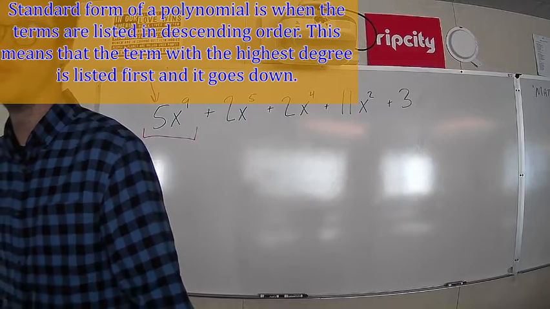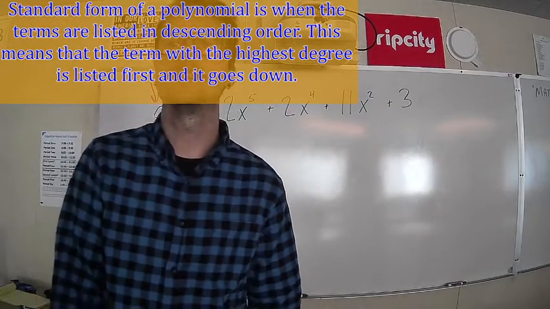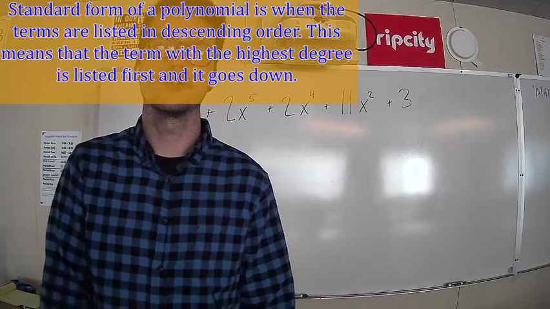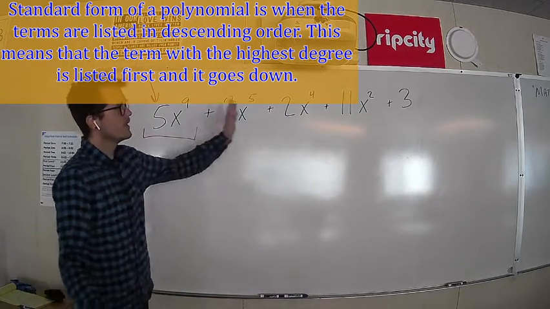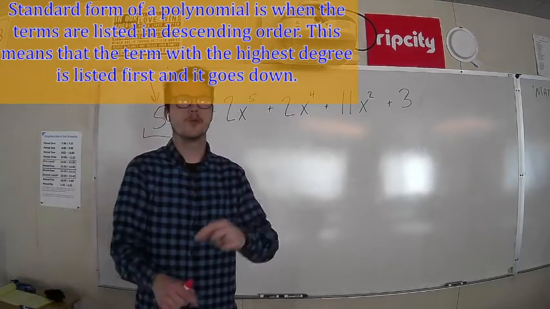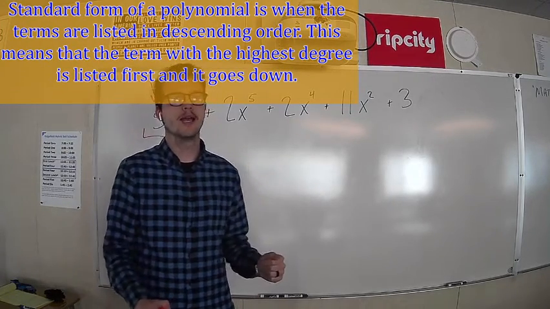Okay, we're getting close. Standard form of a polynomial. That's when terms are listed in descending order. So this means that the term with the highest degree is listed first, and they go down from there. So this is already in standard form. Sometimes you're given polynomials not in standard form, and you need to rearrange them. Your practice problems today are going to have stuff like this.